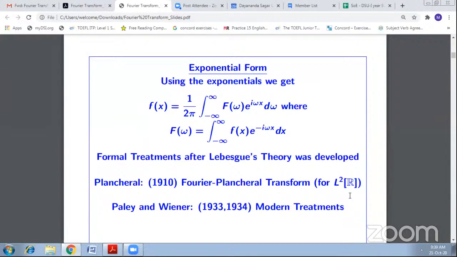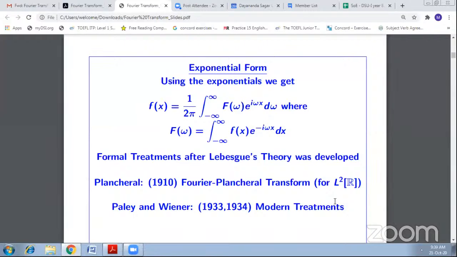Yes, next slide, please. Now again, if you use the exponential form for sine and cosine and substitute, he eventually gets f(x) equal to this format, which is our familiar Fourier inversion formula, and the capital F is this, which is our very familiar Fourier transform formula. Now, when Fourier did all these things, it was very ad hoc, very heuristic and non-rigorous. That's why he got criticized very heavily by the committee that examined his memoir.